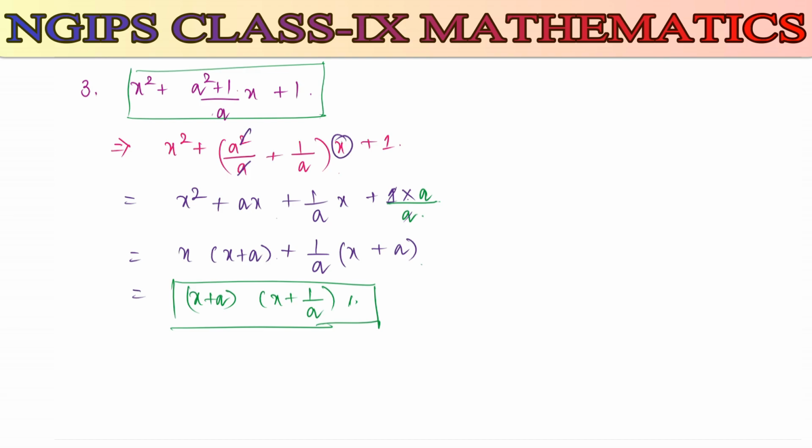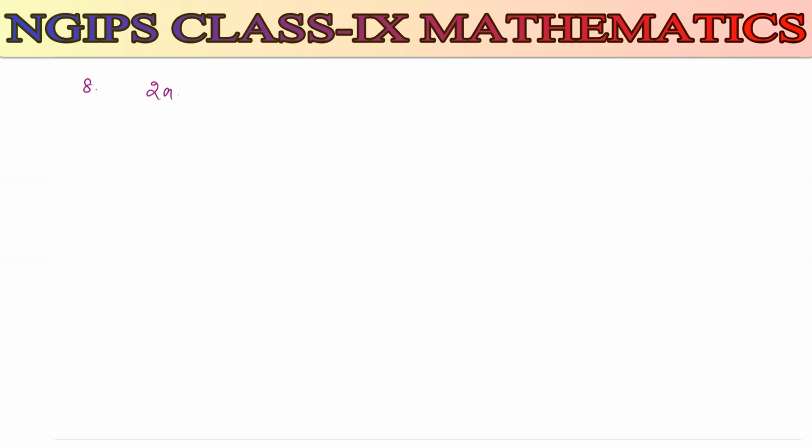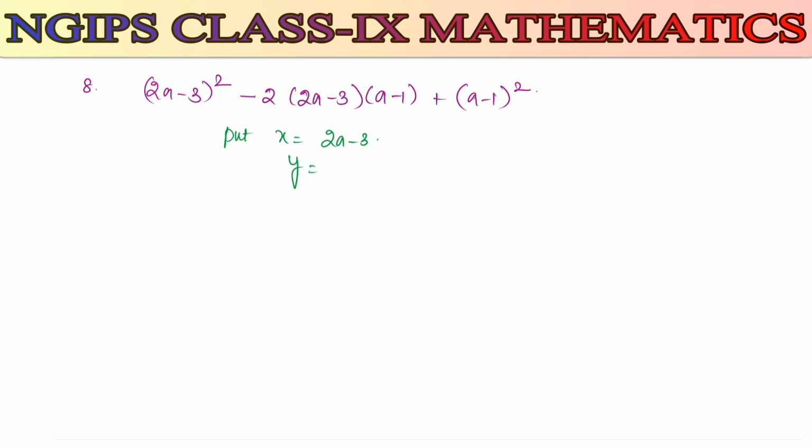Okay, now we'll move to the next one. The eighth one we have here is 2a minus 3 whole square minus 2 into 2a minus 3 into a minus 1 plus a minus 1 whole square. Now I am going to substitute x is equal to 2a minus 3, y is equal to a minus 1. When you substitute in the first expression we are going to get x square minus 2 into, 2a minus 3 value is x, a minus 1 value is y, plus a minus 1 value is y square.